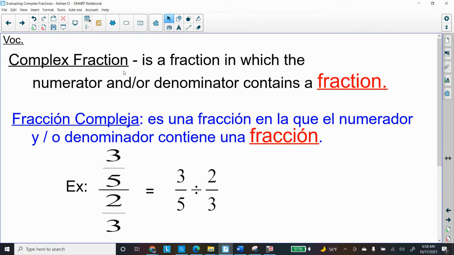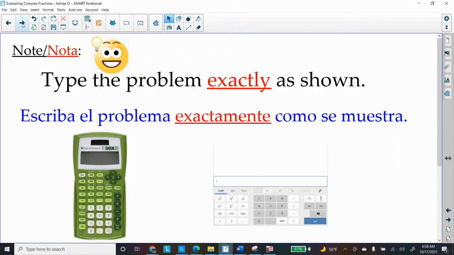So a complex fraction is a fraction in which the numerator and or the denominator contains a fraction. Sometimes they both contain fractions. Sometimes one contains a fraction. But that's a complex fraction. All right, so we have an idea how to deal with this type of problem. And the key is to type the problem exactly as shown into your calculator, since we're allowed to use calculators, whether you use your TI Texas Instrument calculator, TI-30X, or your Desmos calculator. Just be careful to type it in exactly as the problem, so that way you will get the correct answer.